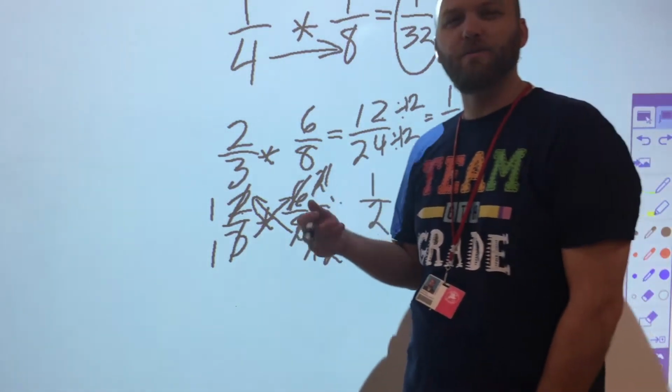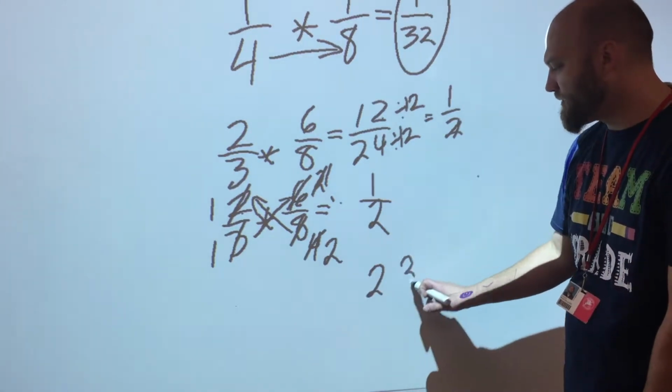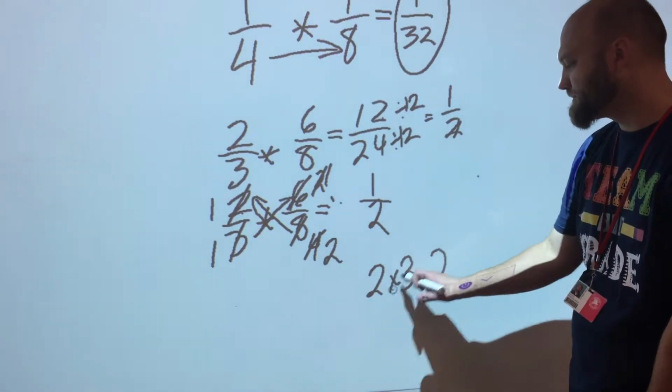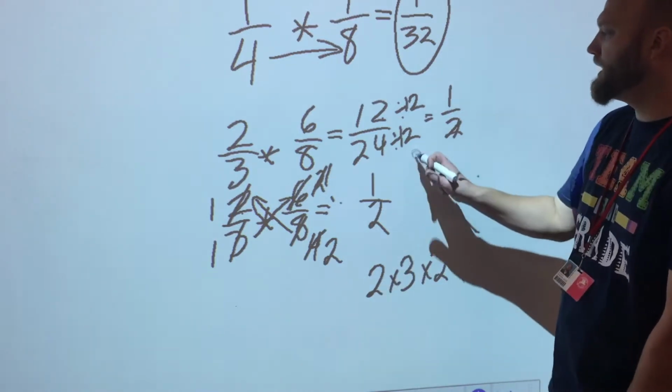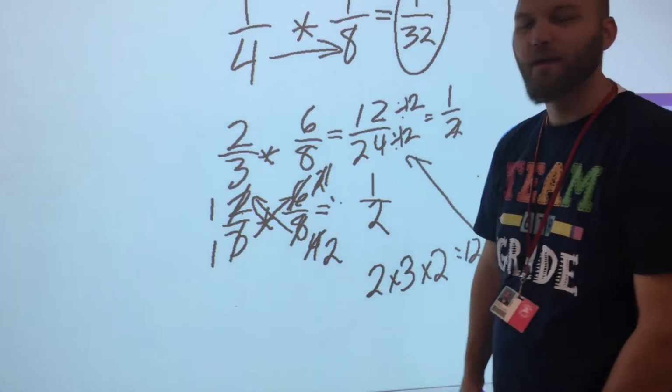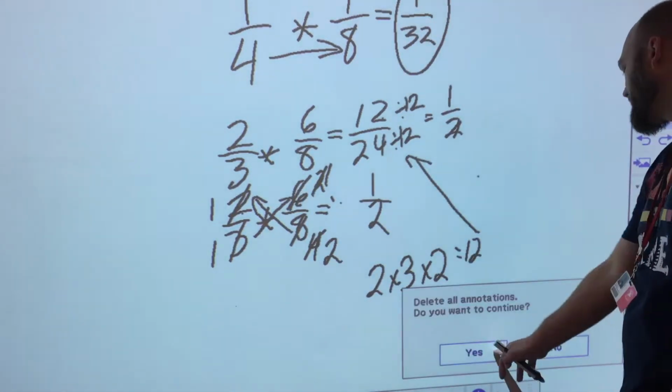When you think back to how we just did that problem, I simplified by 2, I simplified by 3, and I simplified by 2. 2 times 3 times 2 is 12. What did I simplify by up here? 12. So you can cut out a little bit of work. I like to simplify and then multiply. It makes things a little easier. Some students like to multiply then simplify.